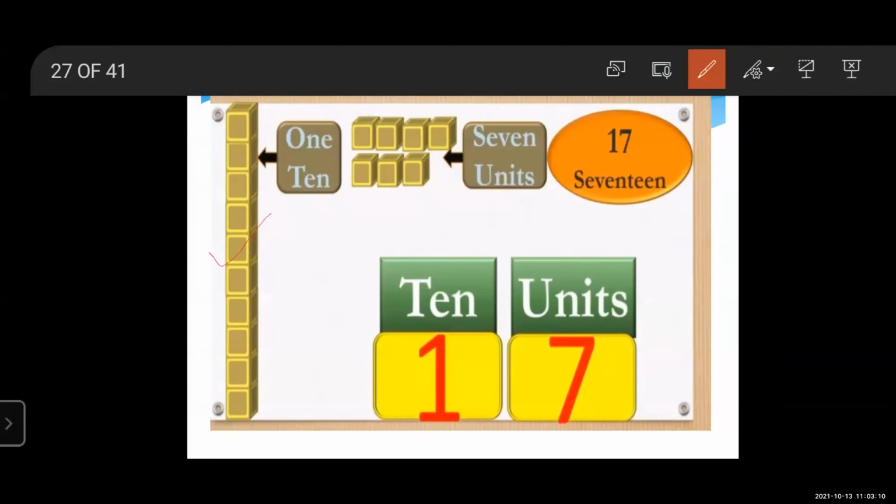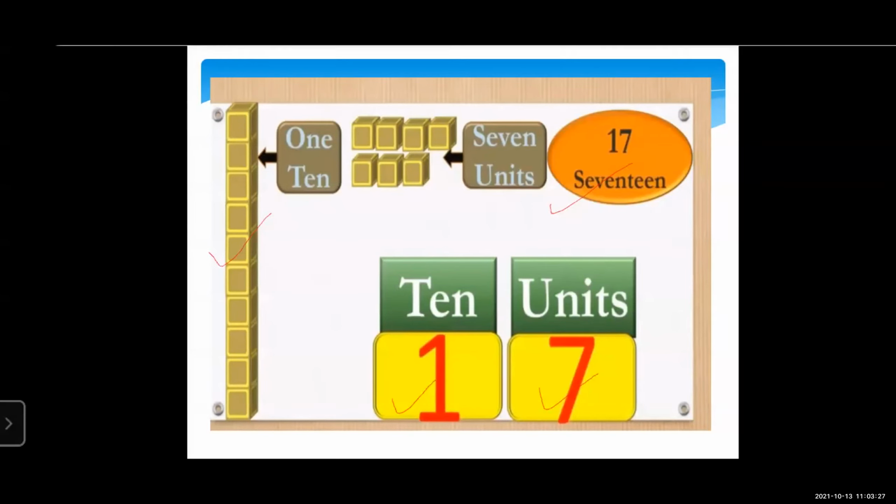S-E-V-E-N-T-E-E-N. Yes, very good. That is 17. And how to write 17? On the unit place, write down 7, and on the 10 place, write down 1.